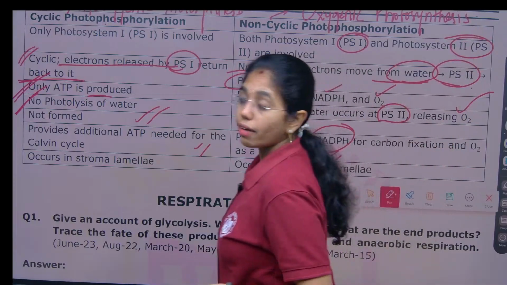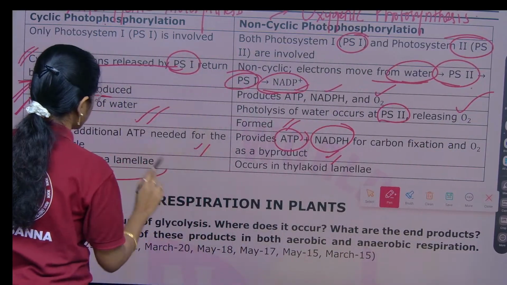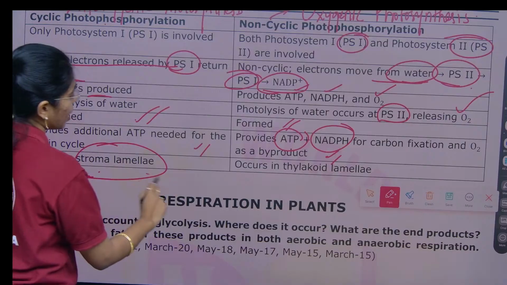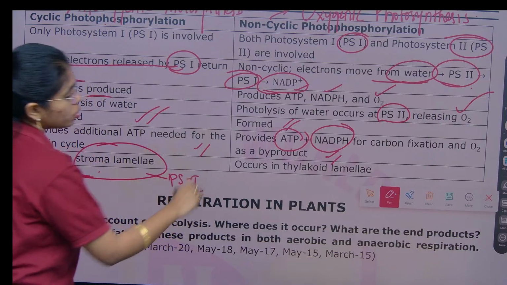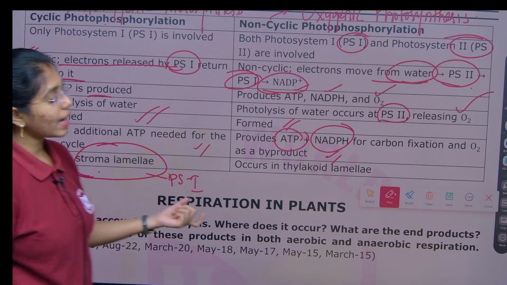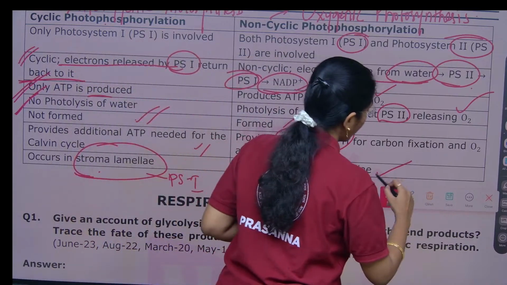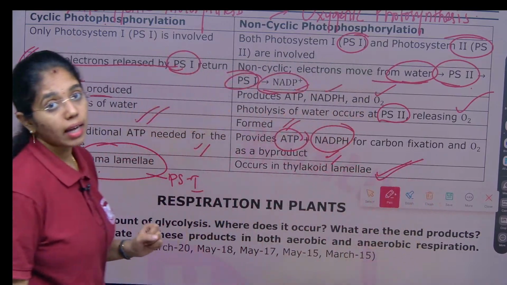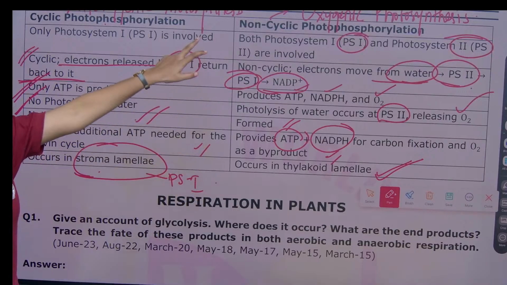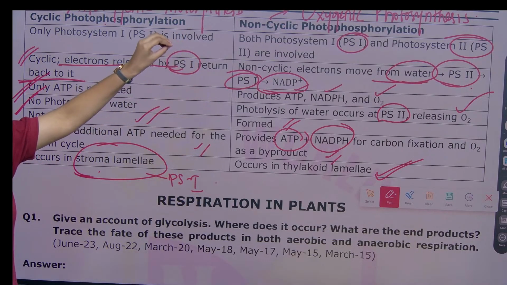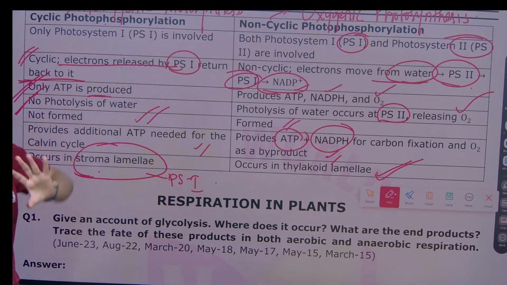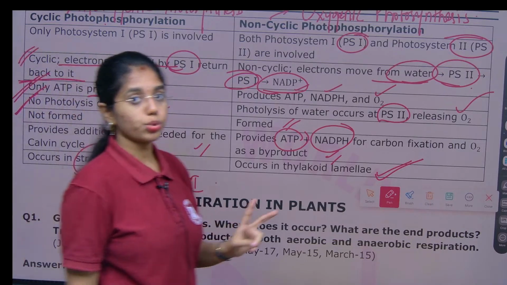And lastly, what you have to mention is that cyclic occurs in the stroma lamellae, as PS1 is situated in the stroma lamellae, and non-cyclic occurs in the thylakoid lamellae, where both PS1 and PS2 are present.